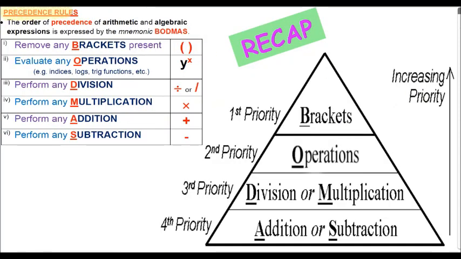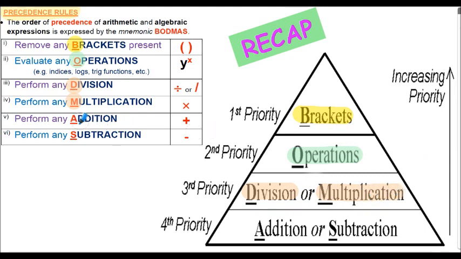Precedence rules continued. I do tend to often think of the precedence rules in terms of a pyramid here. So when I'm considering my numerical calculations, I comply with the precedence rules by considering brackets as my first or top priority, operations, my indices, etc. as my second priority. But my third priority is division or multiplication because they have the same precedence. So in the pyramid, division and multiplication are in the same row. They have the same precedence.